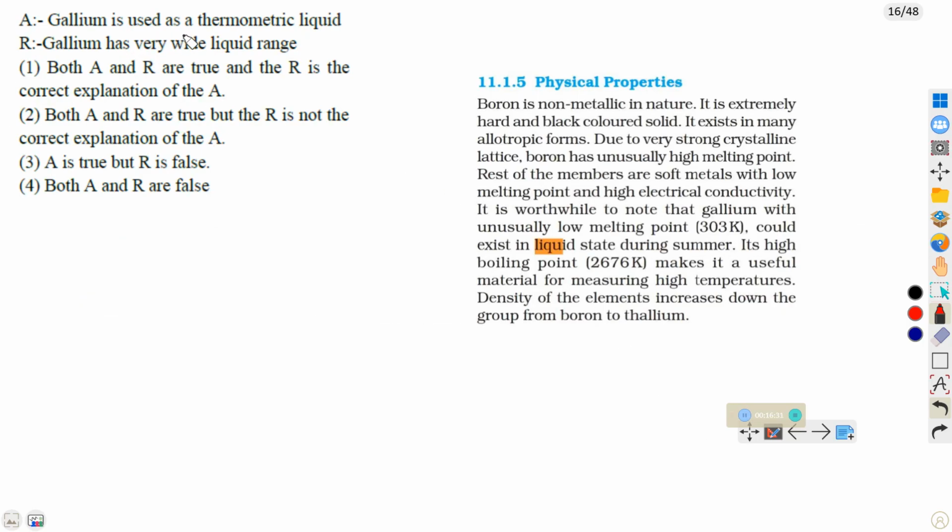Gallium is used as a thermometric liquid. Correct. Gallium has a very wide liquid range. This is also correct. That's the reason the melting point value of gallium is low. Gallium is also called a summer liquid. Anyway, both A and R are true, and R is the correct explanation of A.